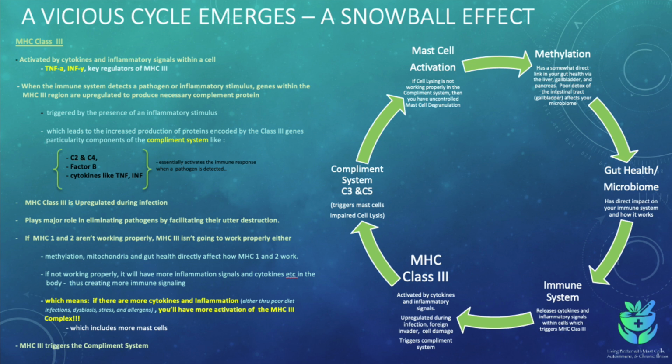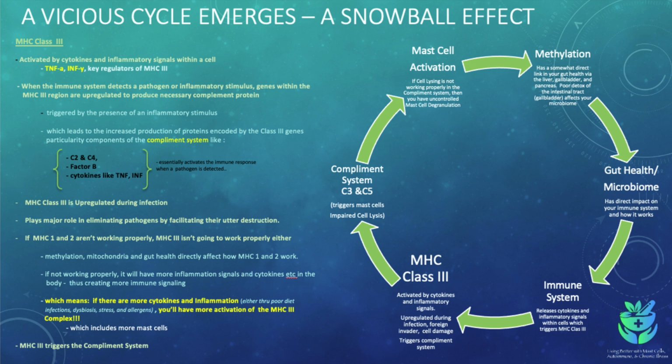And the MHC class 3 is upregulated during an infection. It plays a major role in eliminating pathogens by facilitating their utter destruction. If MHC 1 and 2 aren't working properly, MHC 3 isn't going to work properly either. Methylation, mitochondria, and gut health directly affect how MHC 1 and 2 work. And if not working properly, it will have more inflammation signals and cytokines, etc. in the body, thus creating more immune signaling.